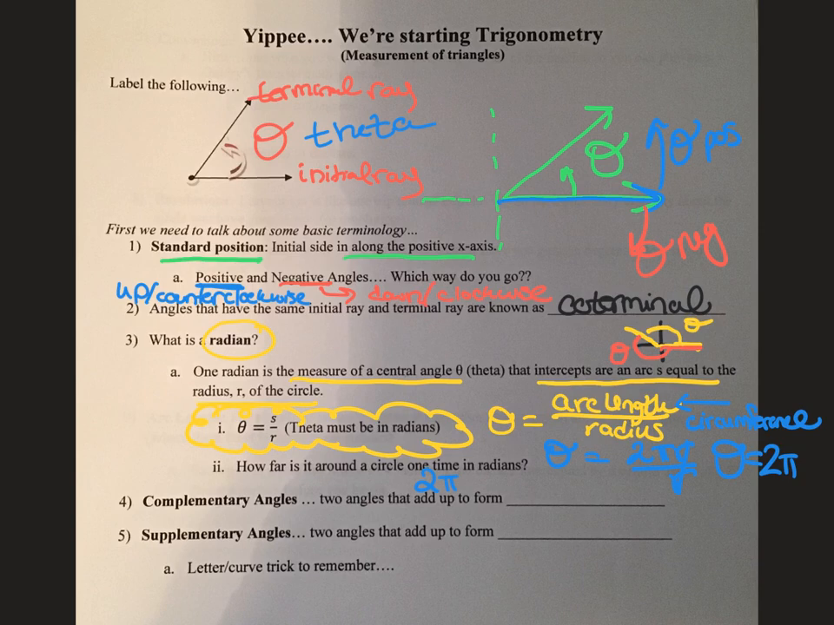Okay, down here at the bottom, complementary and supplementary angles. Complementary angles are two angles that add up to form 90 degrees. And supplementary angles are angles that add up to form 180 degrees.